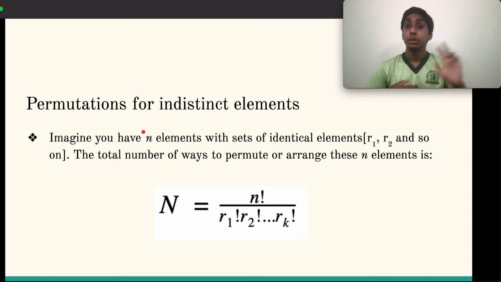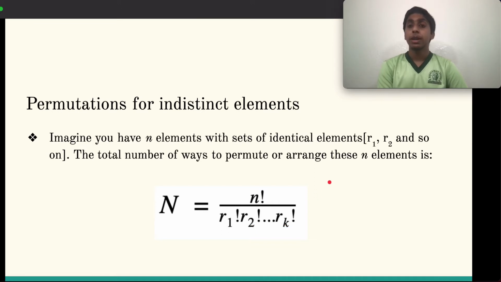So let's say I have 2 soccer balls, they're identical, and 2 basketballs, they're identical. So my soccer balls would be my R1 group, my R2 group would be basketballs, and let's say my R3 group would be baseballs or something like that. So the total number of ways to permute or arrange these different n elements is going to be n factorial over R1 factorial, R2 factorial, up to RK factorial.